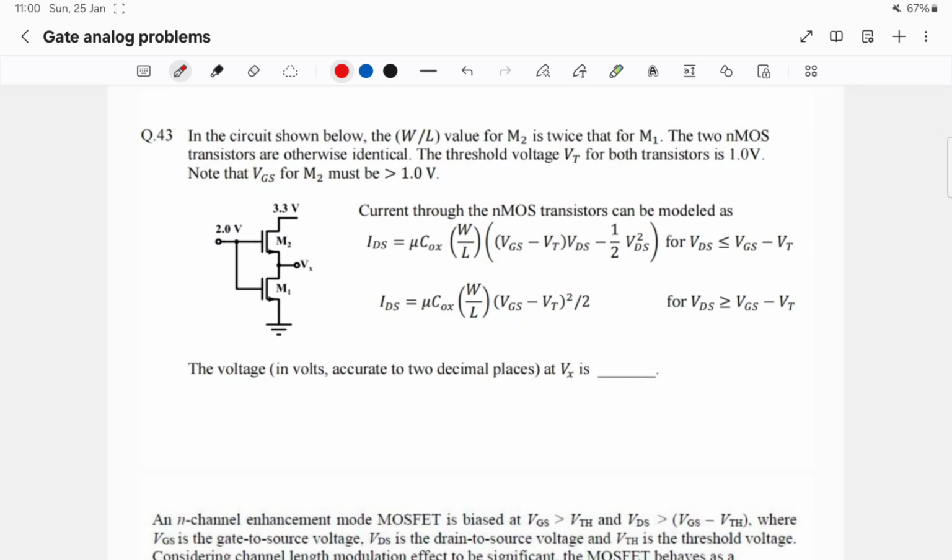In the next question they have said W/L of M2 is twice that of W/L of M1. The two NMOS transistors are otherwise identical. Mu n, Cox, VTH are identical for both transistors. The threshold voltage for both transistors is 1 volt. Note that VGS of M2 must be greater than 1 volt. So VGS of M2 should be greater than 1 volt.